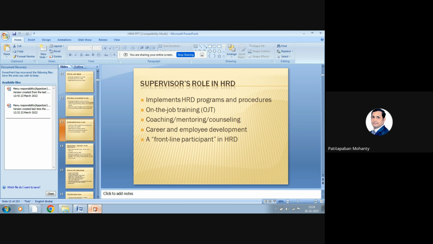Then career and employee development, as I have already discussed to you, and a frontline participant. HRD always wants the employees to be front runners, not the back benchers. They always think in the pioneering concept, that their staff or their employees should always be frontline participants. Okay, so that is the roles and responsibilities of the leaders.